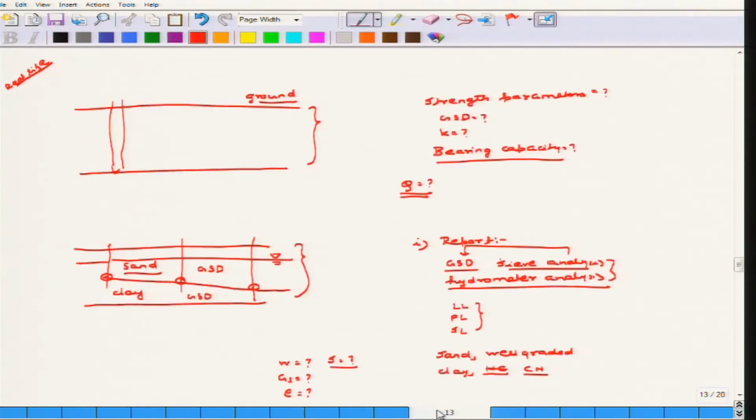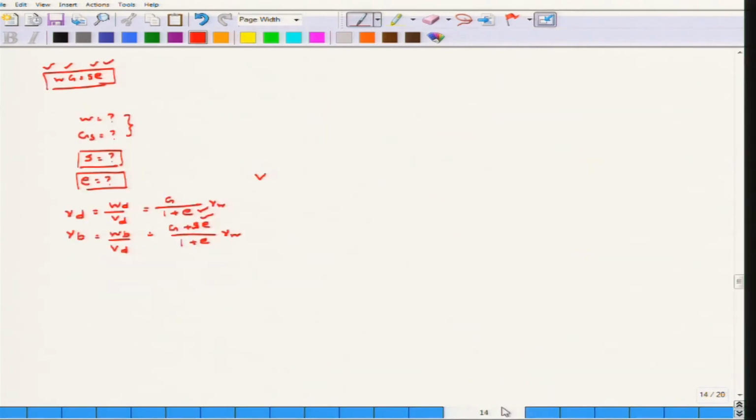Now, you know exactly what the different degrees of saturation are for this sand at different levels, and for this clay at the different levels. Once all this has been prepared, the next thing that you have to do is go for the compaction.